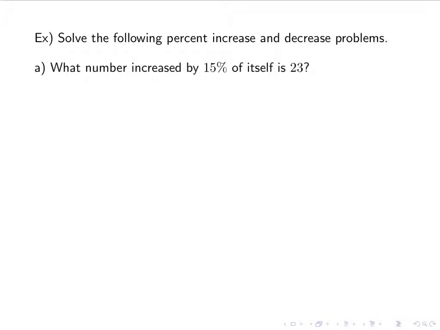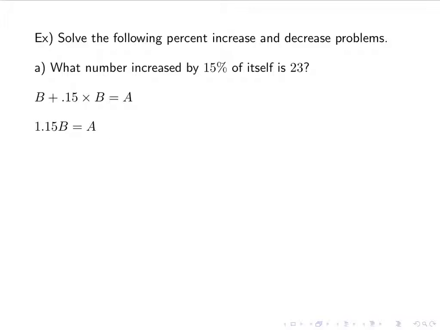A, what number increased by 15% of itself is 23? So a number increased means I'm going to add. 15% is 0.15 for P. So I have B plus 0.15 times B equals A. Again, before I plug in what B or A is, I'm going to simplify the left-hand side. So 1B plus 0.15B is 1.15B.